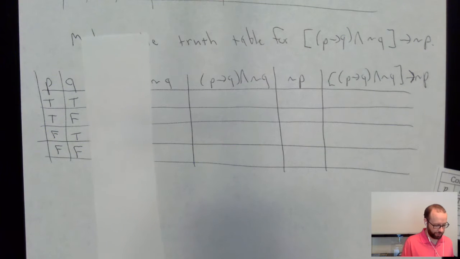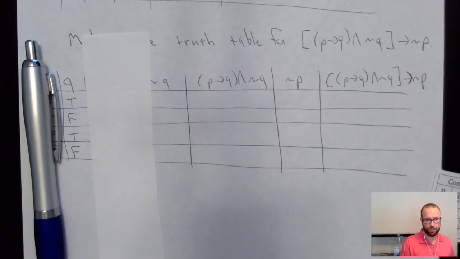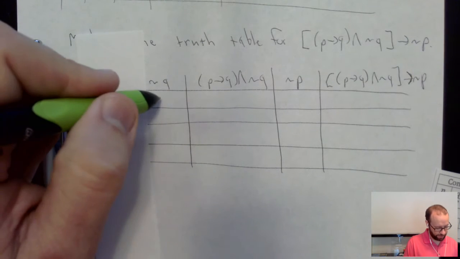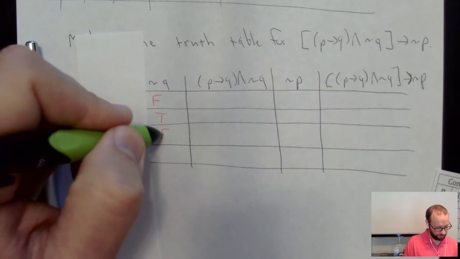Next up, not Q. So all I need to do is ignore those things that aren't Q and then switch it to the negation of it. So Q is true, false, true, false. Not Q should be false, true, false, true.